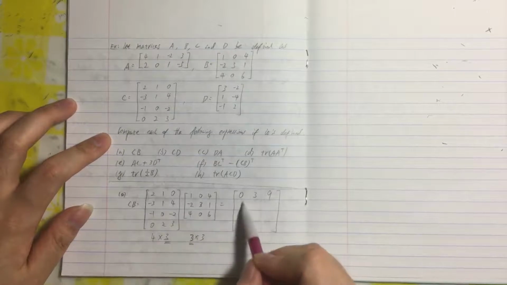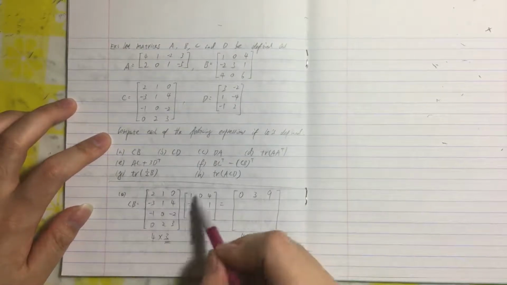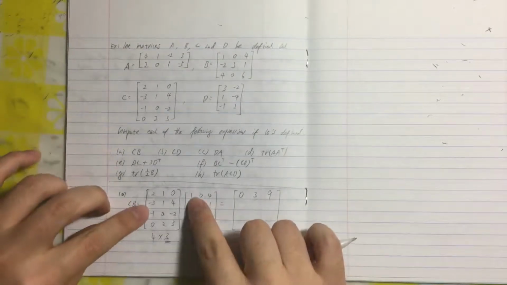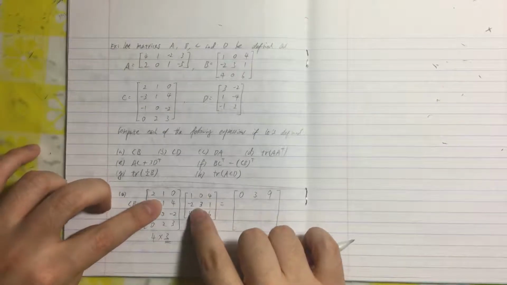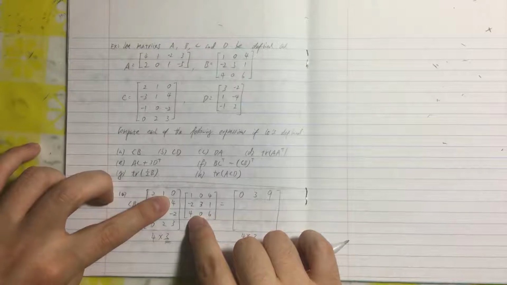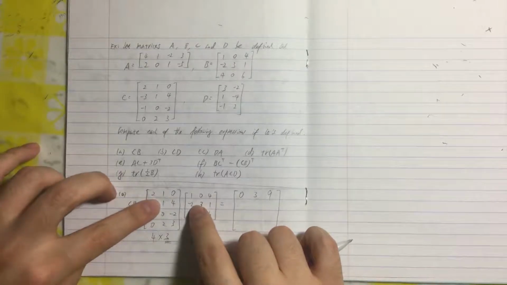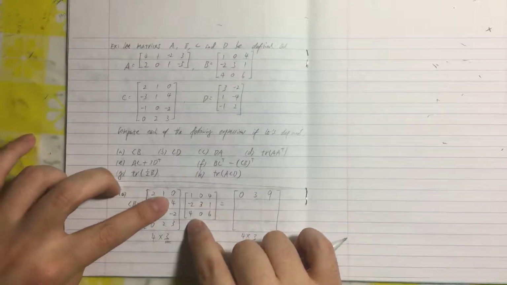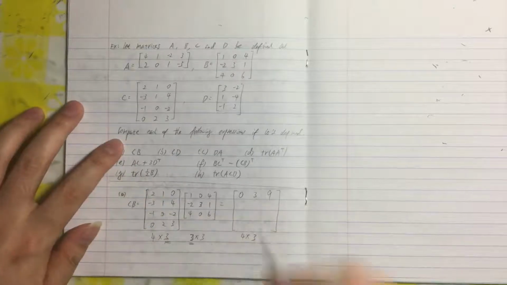Next, I use second row times first column. Row times column, that's second row, first column. Use second row times first column. Negative 3 times 1 is negative 3, 1 times negative 2 is negative 2, 4 times 4 is 16. Negative 3 plus negative 2 is negative 5. Negative 5 plus 16 is 11.